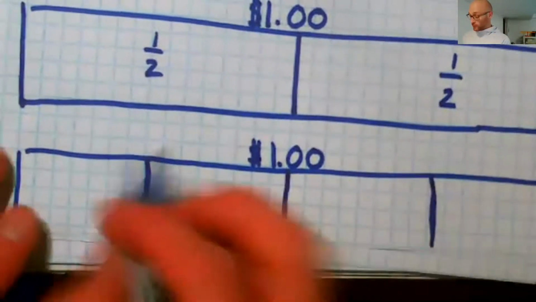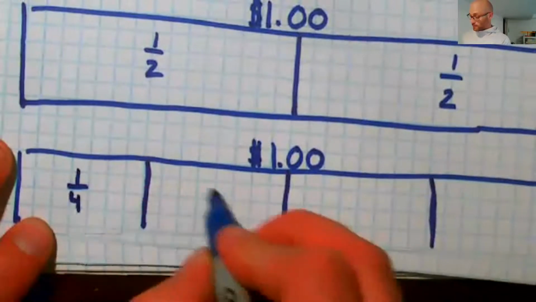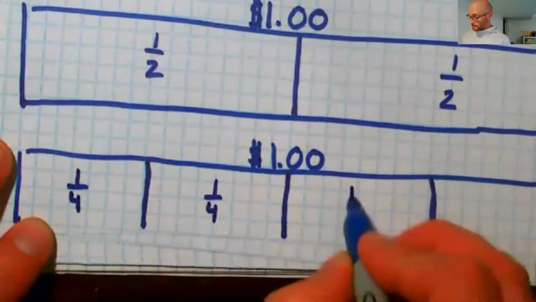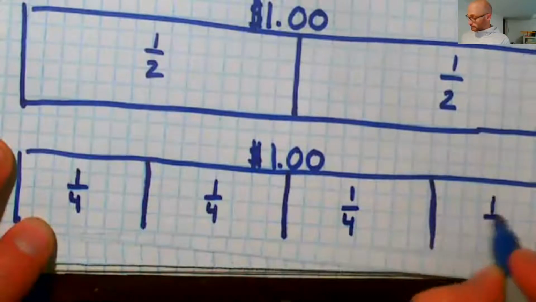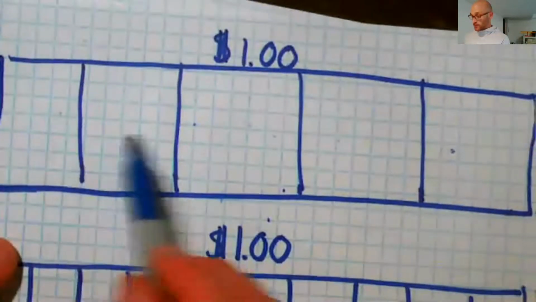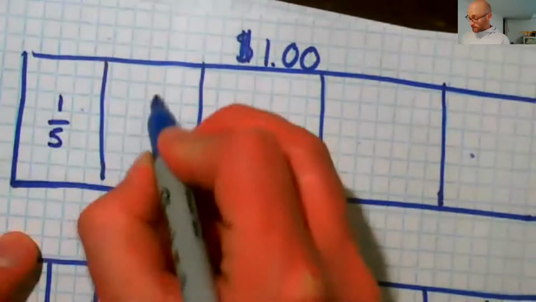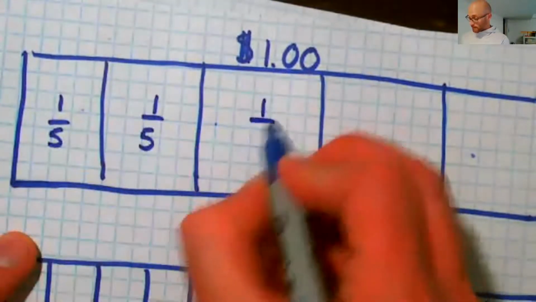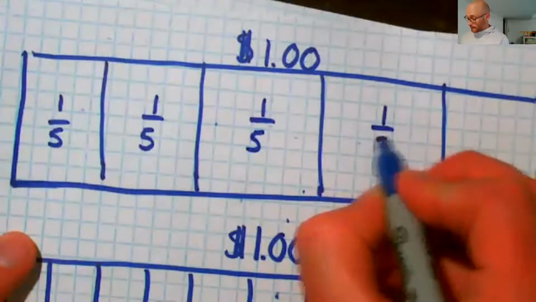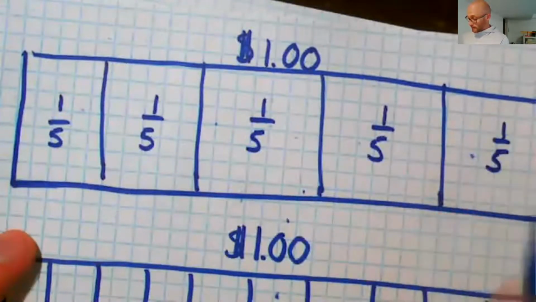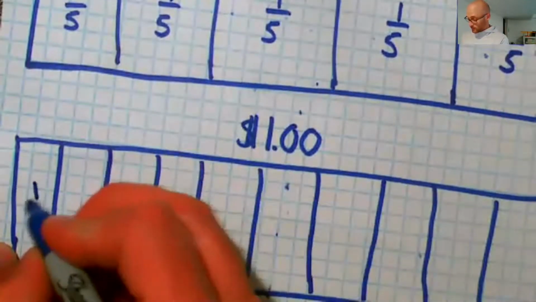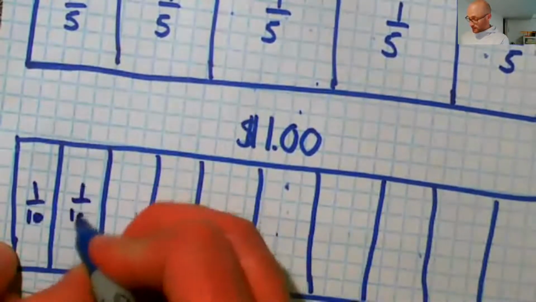Inside of this box, can you think of what's going to go in there? This one was split into 4 equal pieces, so I'm going to put a 1/4 in each one. Okay. On this one, I split my box into, let's count, 1, 2, 3, 4, 5 equal pieces. So I'm going to label each one 1/5. And now 1/10 down here. So, oops, 1/10, 1/10.